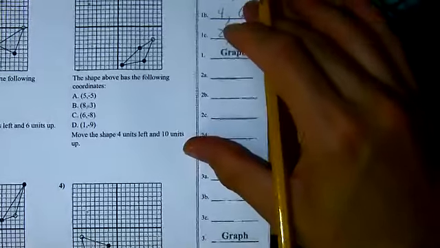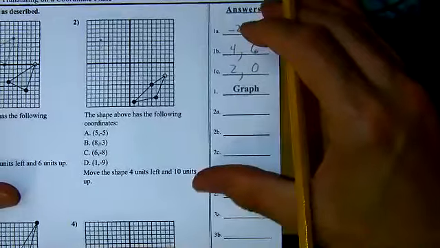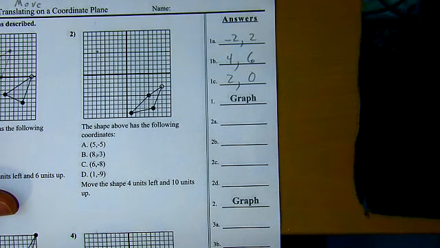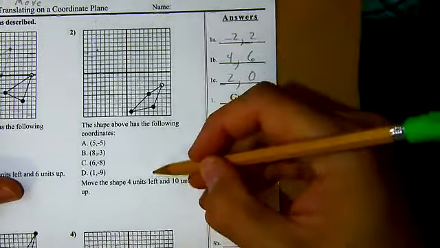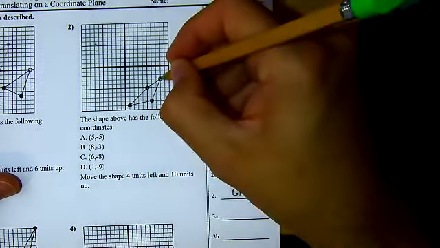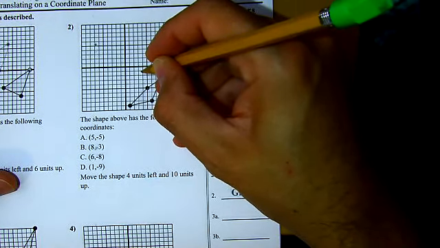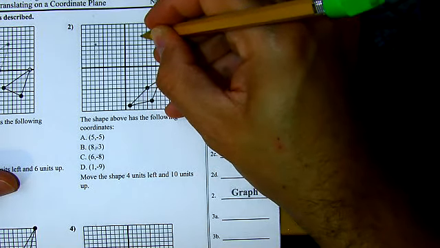Okay, I'm going to do one more of these with you and leave the other 2 for practice. Go ahead and pause your video and see if you can attempt this on your own, and then I'll show you the answer. Okay, so we're moving this 4 left and 10 up. So I'm going to start at the top again. 1, 2, 3, 4, then 1, 2, 3, 4, 5, 6, 7, 8, 9, 10.